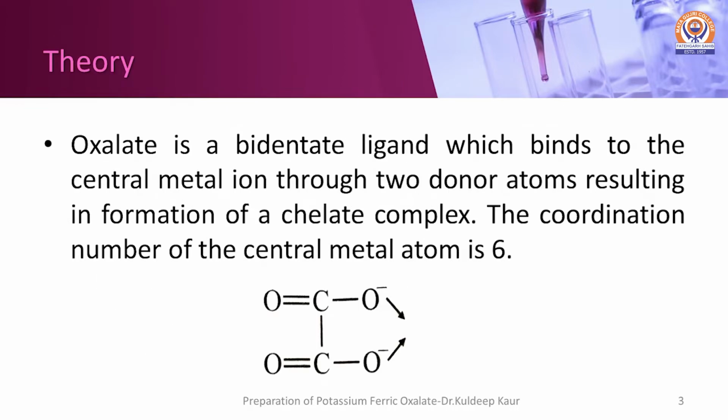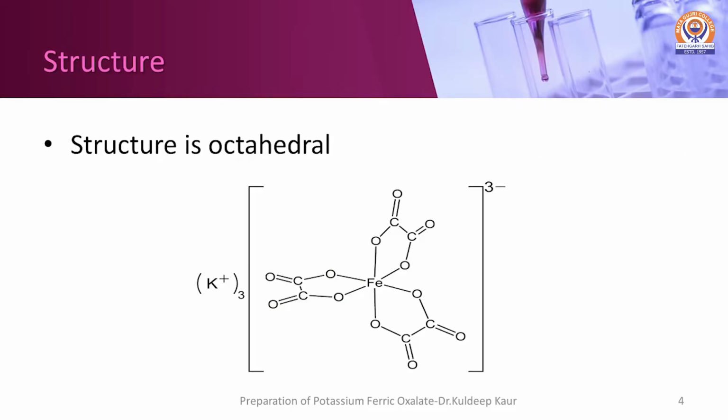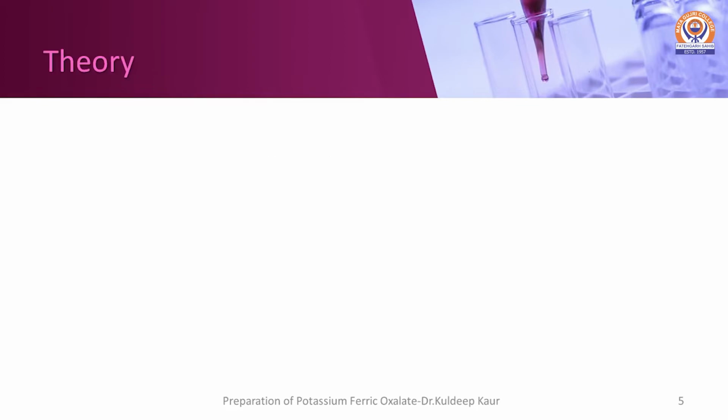Now regarding oxalate, it is a bidentate ligand which binds to the central metal ion through two donor atoms, resulting in the formation of a chelate complex. The coordination number of the central metal atom is 6 and the denticity of oxalate ligand is 2. The structure of the complex which we shall prepare is octahedral, in which iron is surrounded by 6 oxygen atoms from the 3 oxalate ligands.